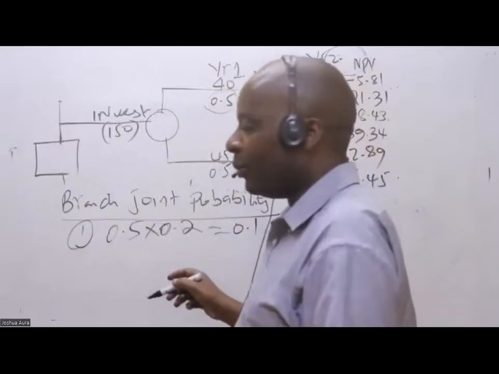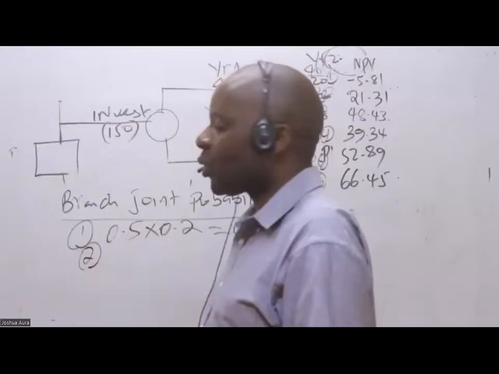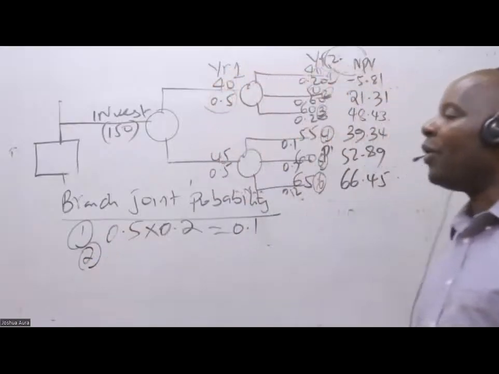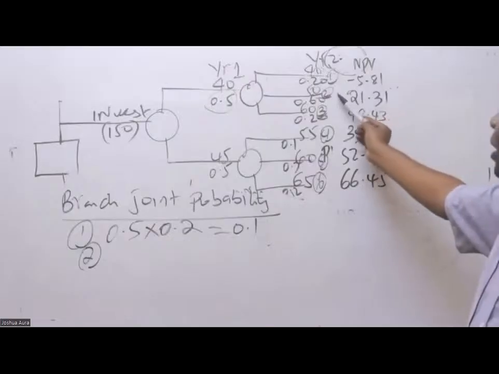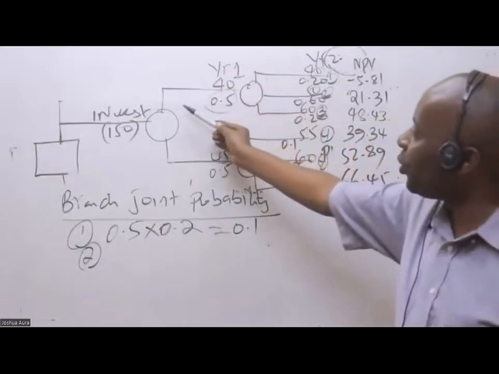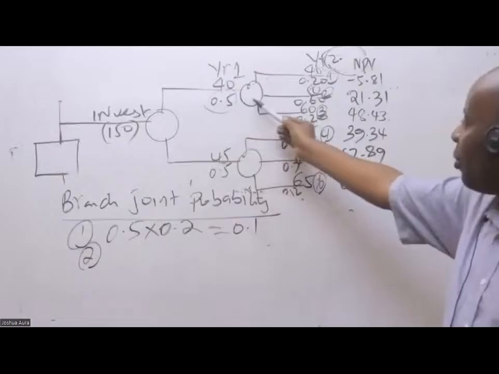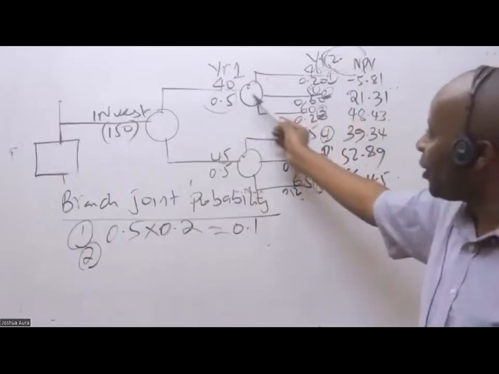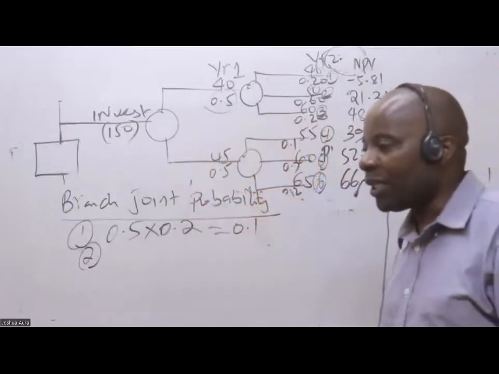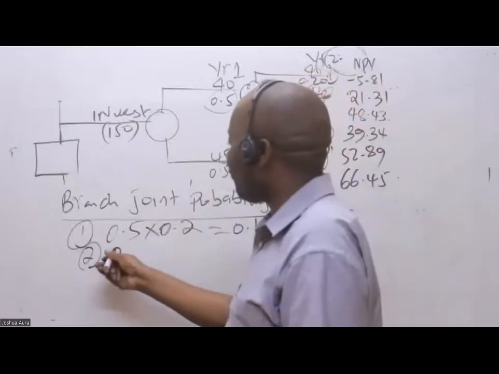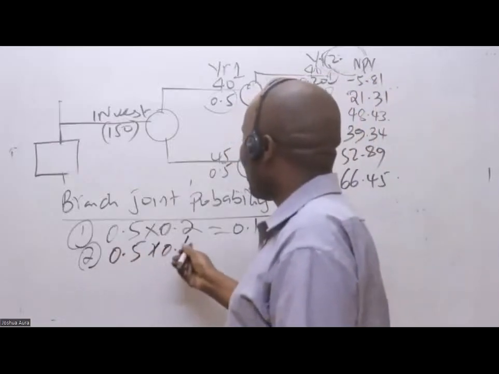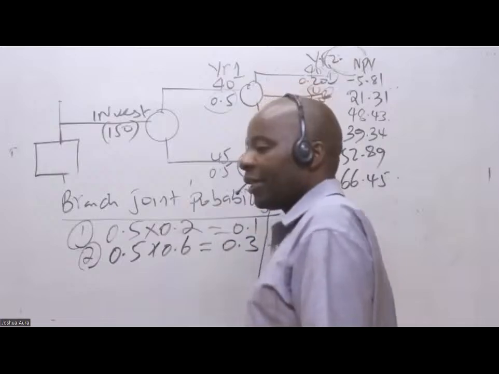From there, go to branch number 2. Are you able to see the probabilities along the road? Which probabilities are coming here for branch number 2? They are telling me it is 0.5 times 0.6, which is 0.3.